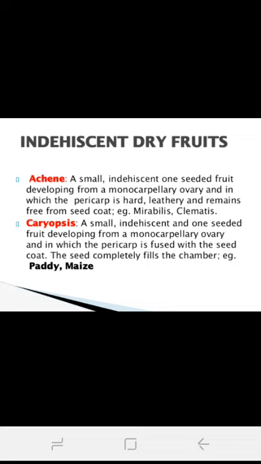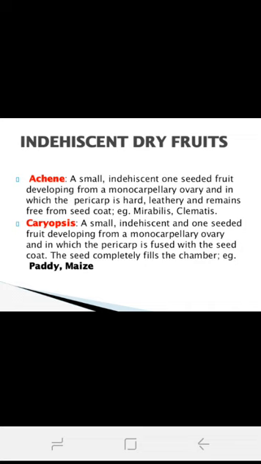First one is Akene. It is a one-seeded fruit developed from a monocarpellary ovary. Its pericarp is very hard, leathery and free from the seed coat. Pericarp and seed coat, they are free.